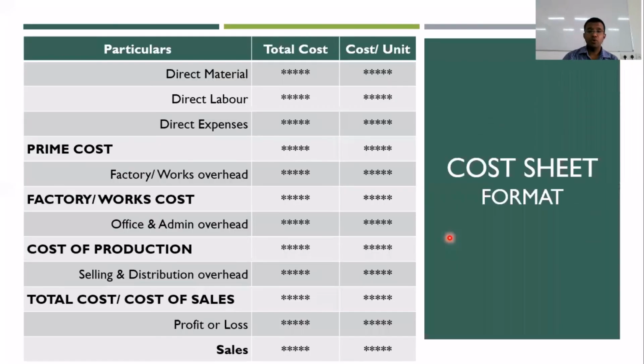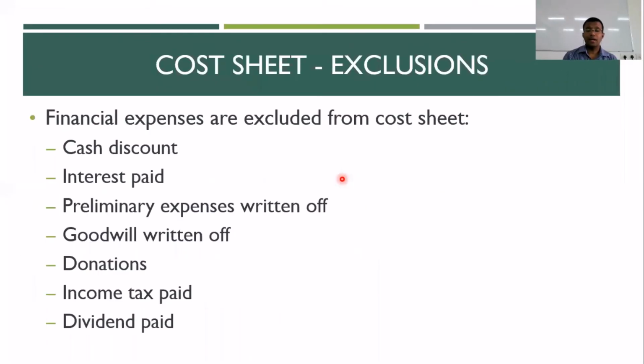Then we spoke about the format. I gave you an overview of the format of a cost sheet. Then we touched upon the items which are excluded from the cost sheet. I told you that only cost expenses are considered. Any expense which is financial in nature would not be a part of your cost sheet.